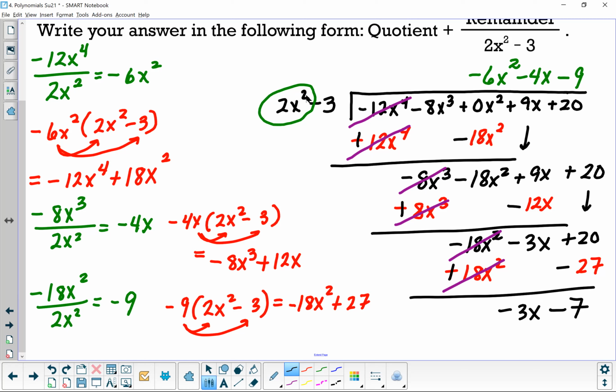Okay, I'm done dividing because here I can see in my remainder, the negative 3x, the degree is 1. And in our divisor, our degree is 2. And so since my remainder now has a degree that is lower than the divisor, that's how I know that I'm done.